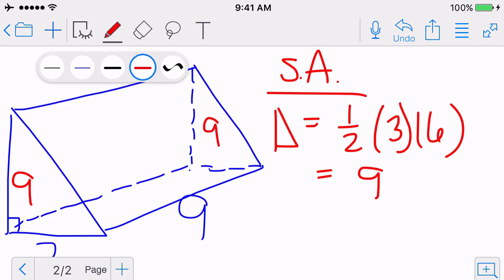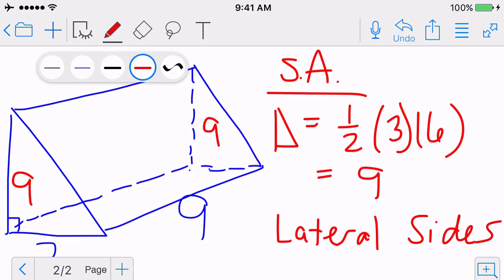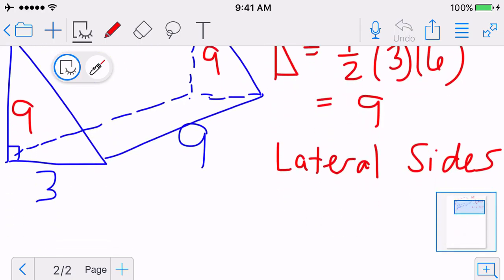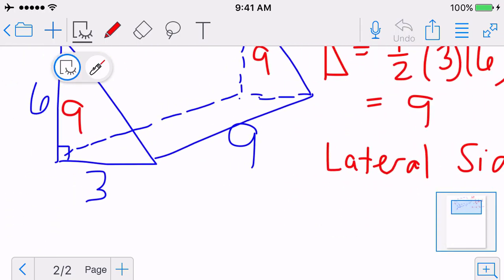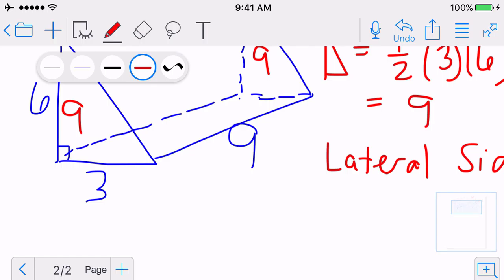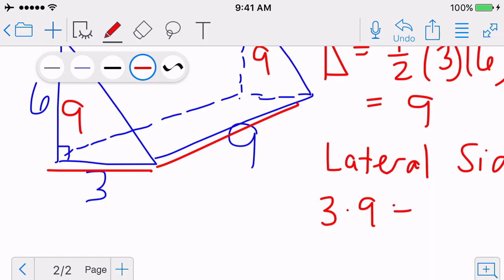Now what are our other sides? So the lateral sides, those are all rectangles, okay? So let's look at the bottom one here first. The bottom one here is 3 by 9, so we're going to write that in. So 3 times 9 will give us 27.